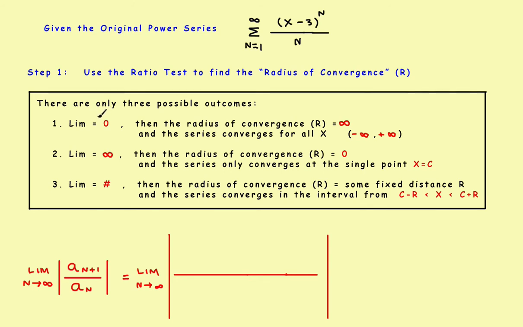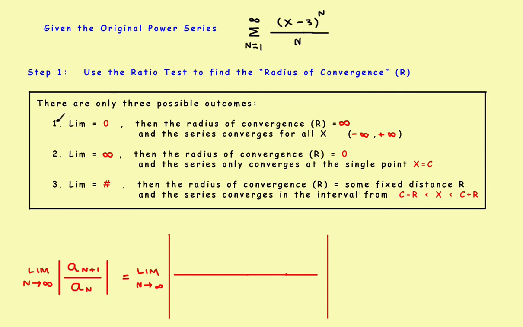In the first video, we did a problem where the limit was equal to 0. If the limit is equal to 0, then the radius of convergence was infinity, and the series converged for all x. In the second video, we looked at an example where the limit was equal to infinity, which means that the radius of convergence is equal to 0, and the series only converged at the single point x equals c. And then in this video, a little heads up here, we'll find one where the limit is equal to some fixed number. So the radius of convergence is equal to some fixed distance, and you can show that the series converges in that interval.